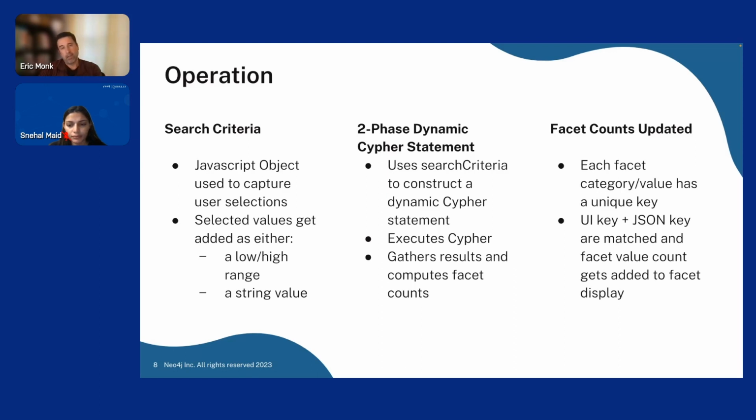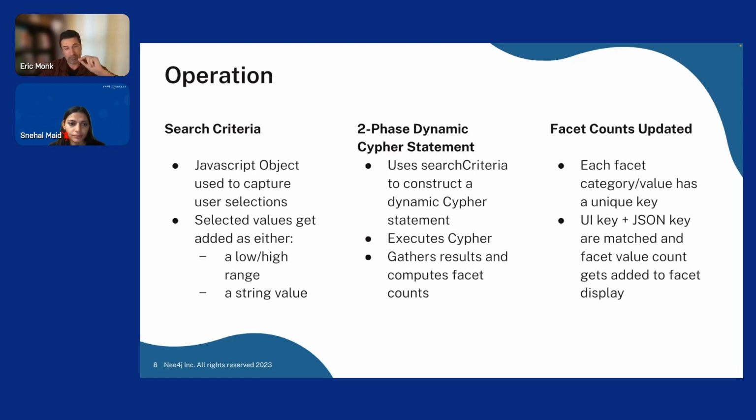And then we have what's called a two-phase dynamic Cypher statement. If you're new to Cypher, this is going to blow your mind. If you are an advanced Cypher user, it's probably still pretty advanced, but you probably understand it. What it does is it takes the search criteria as a parameter, and then it uses Cypher to generate Cypher. So it basically translates the search criteria JavaScript object into a Cypher statement.